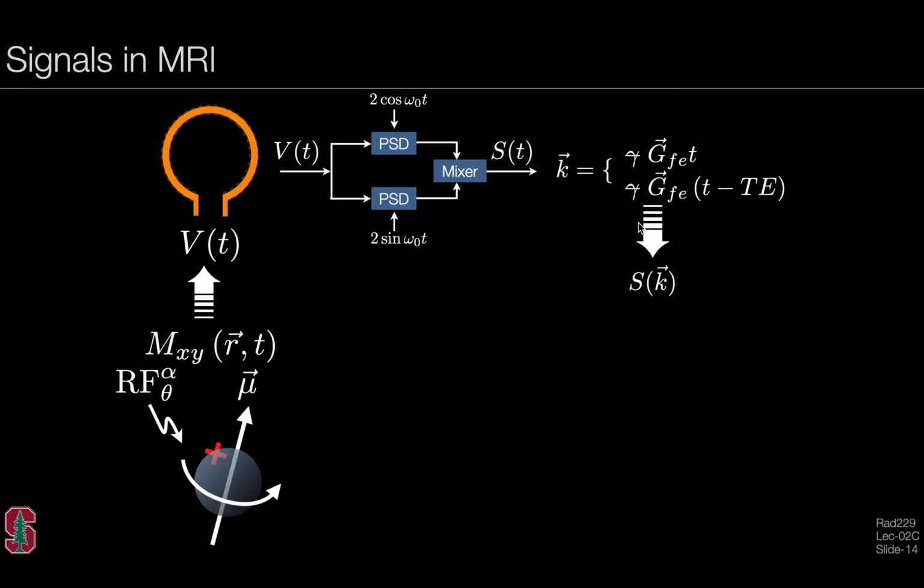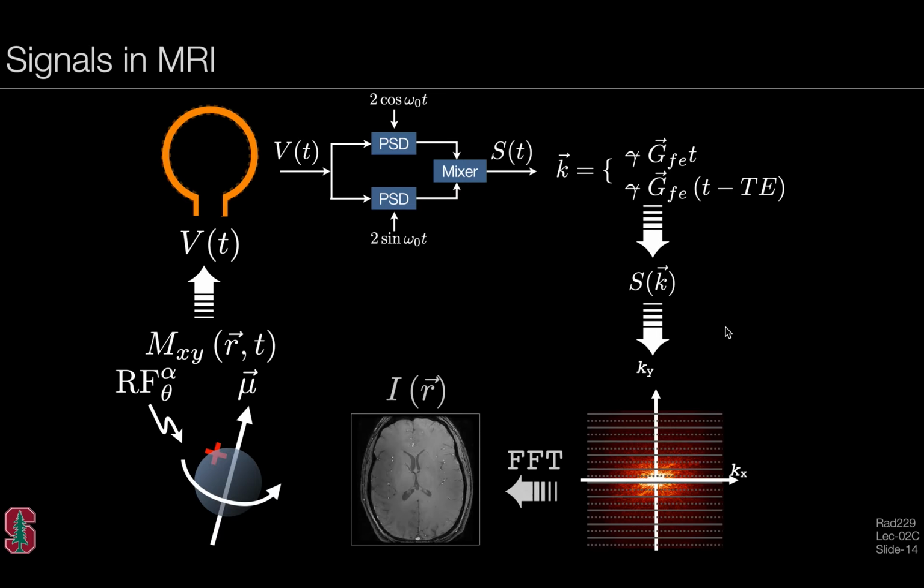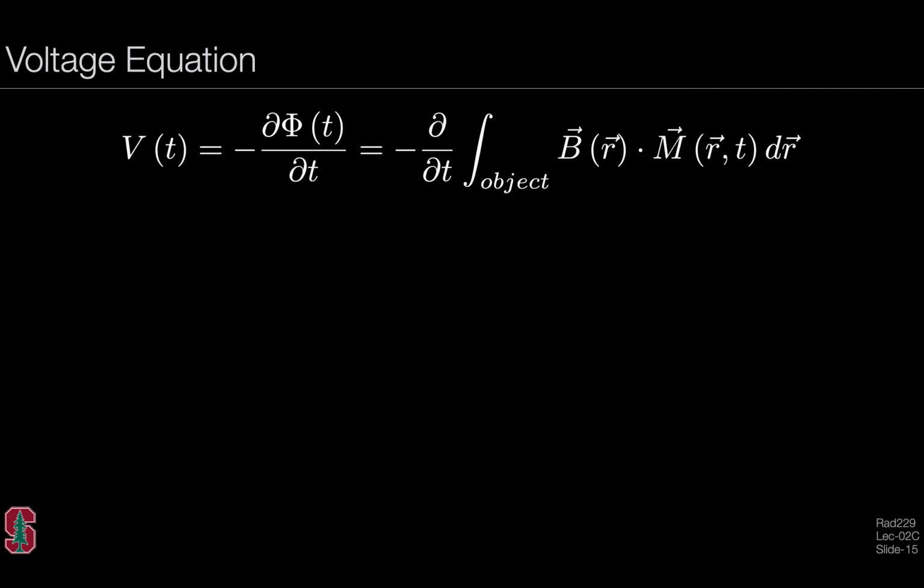And so this allows us to transform to S of K, which is a signal that's a function of K space now rather than a function of time. And what we're doing as we acquire this S of K signal is we're filling in lines of K space depending on which K points are being visited. And the K points that we're visiting depend on the gradients that are being applied. And then finally, as we've seen already, if we take a 2D Fourier transform of the acquired K space, then we recover an image of the underlying object.